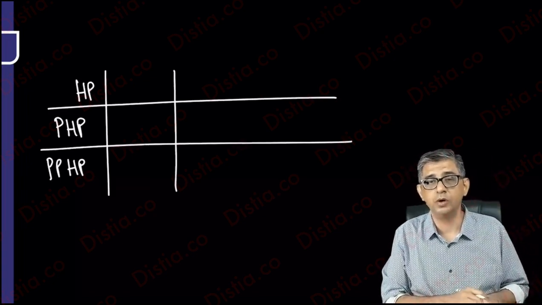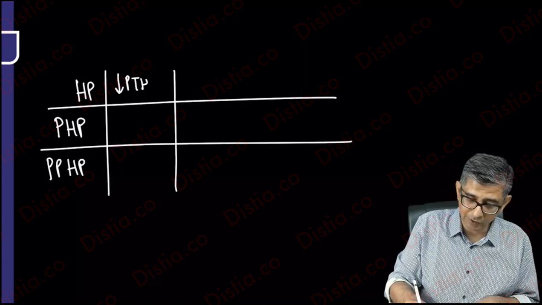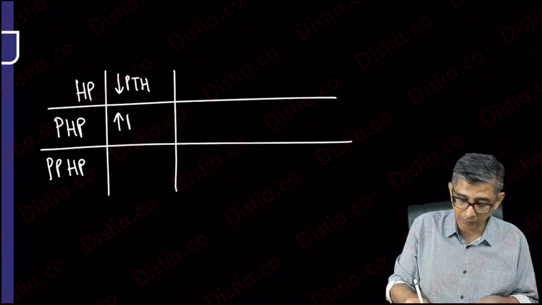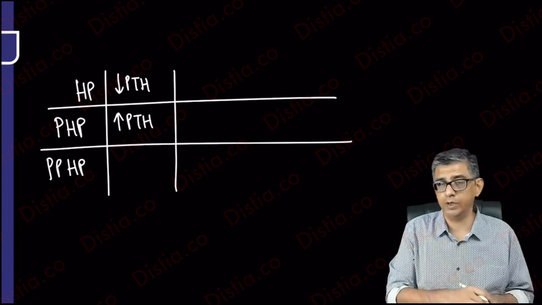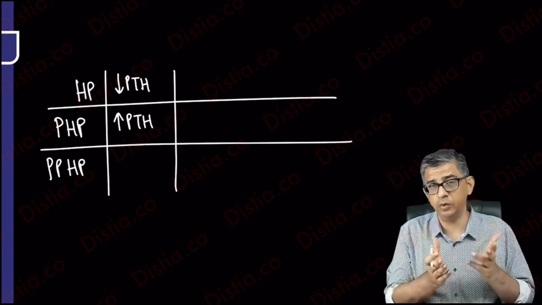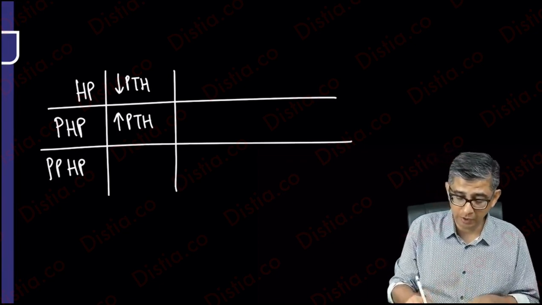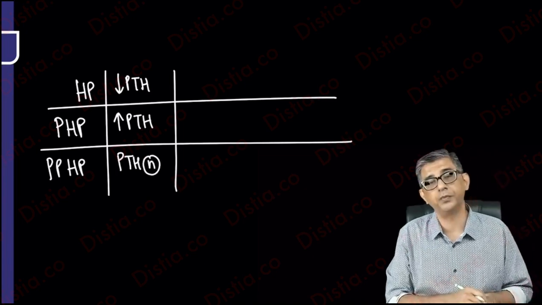First and foremost is hormone related issues. In hypoparathyroidism, PTH values are lesser. In pseudohypoparathyroidism, because the problem is of the receptor, PTH values are elevated. Just like in type 2 diabetes, the receptor is defective, insulin is more. Here, PTH receptor is defective, so PTH is more. And in pseudopseudohypoparathyroidism, PTH values are normal.